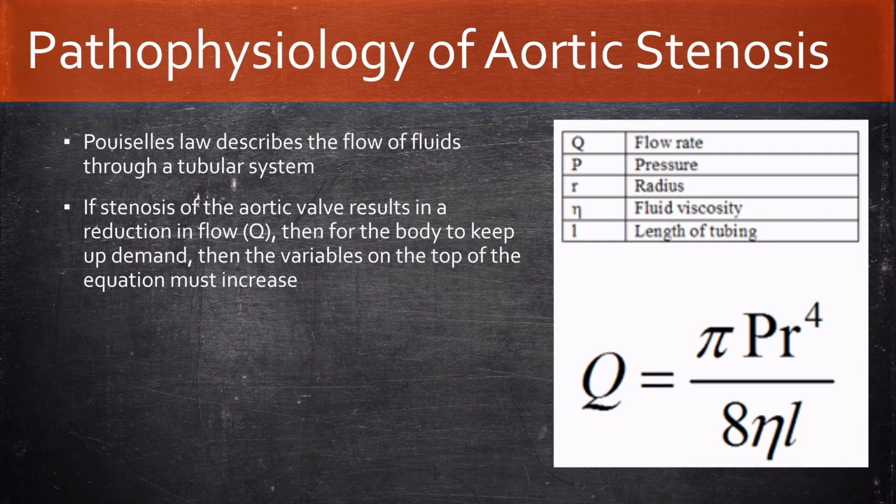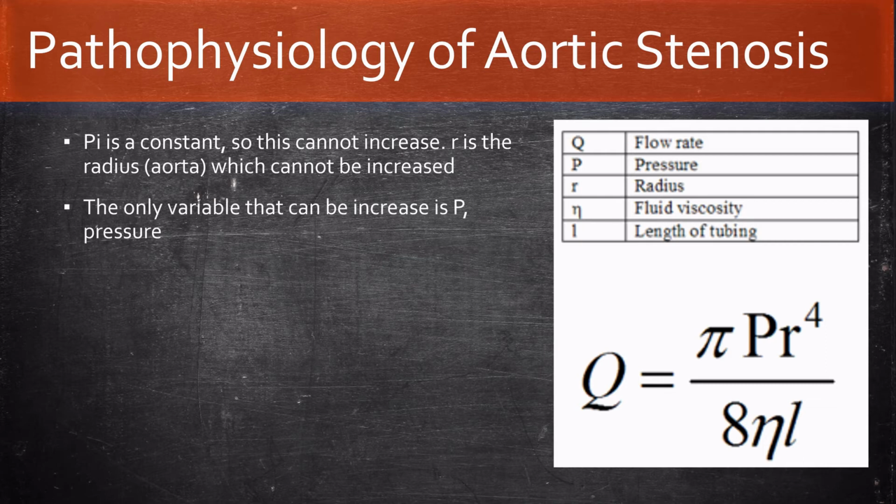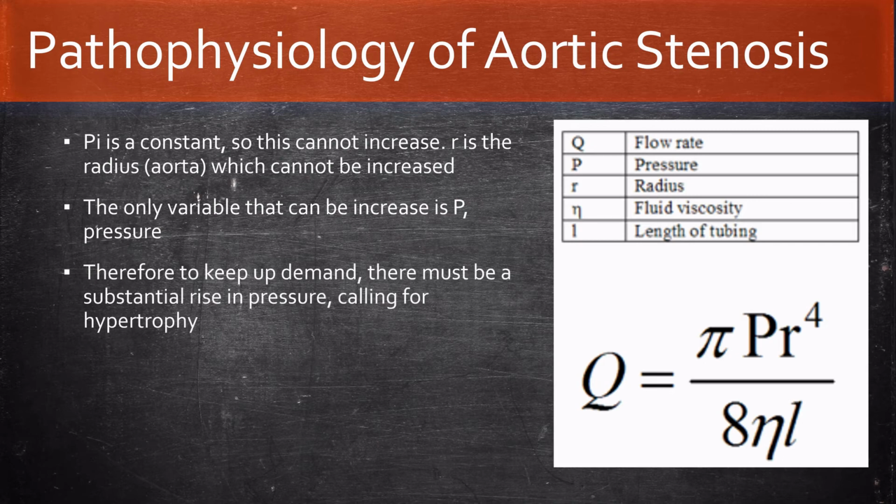So to keep up with the demands of the body, other variables in the equation must counteract this drop. Without delving too much into this, P for pressure has to increase to keep up demand. The P represents cardiac output. So how exactly do we increase the pressure, therefore cardiac output, in response to a decrease in Q?